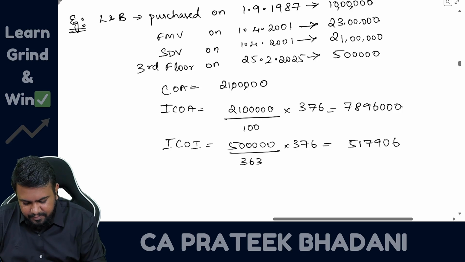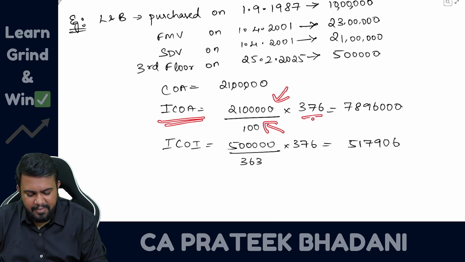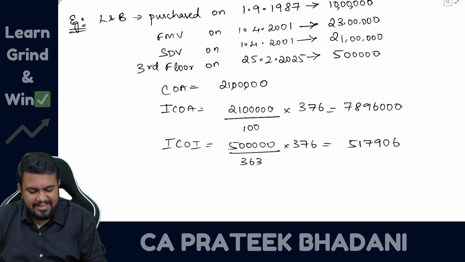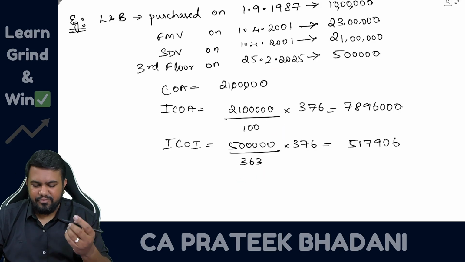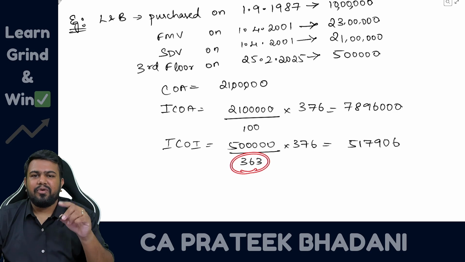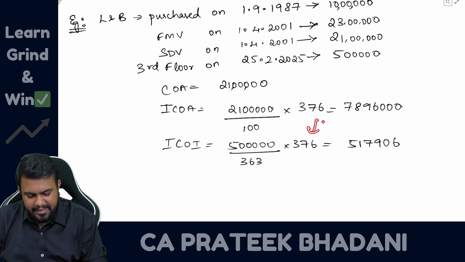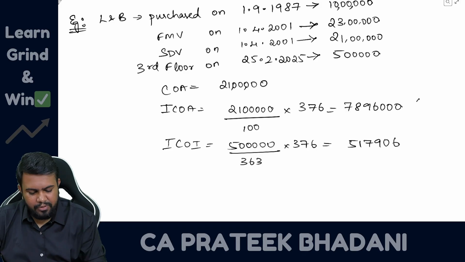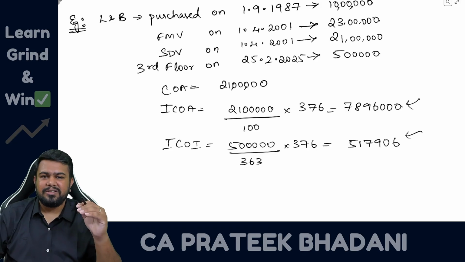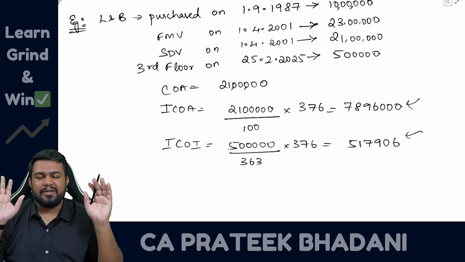Here the indexed cost of acquisition is 21 lakhs divided by 100 multiplied by 376. So you will get 78,96,000. Similarly, for improvement, you divide 5 lakhs by the index number of the year of improvement, which was 363 for 24/25, then multiply by 376, and you will get 5,79,000. Now both these amounts you have to reduce against the sale value and you will find out the real capital gain.